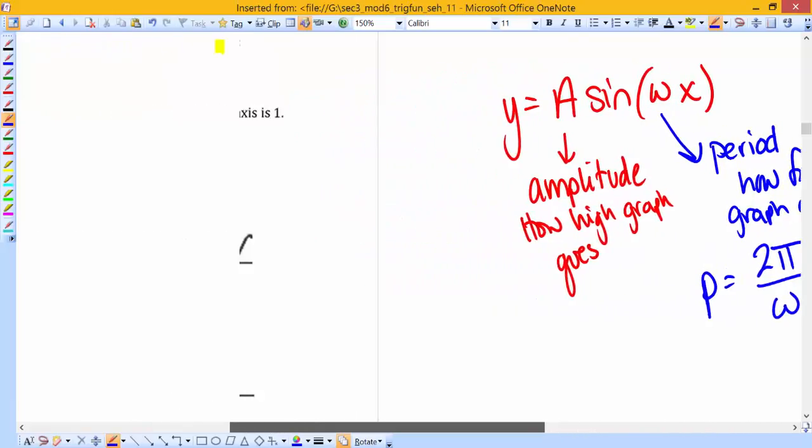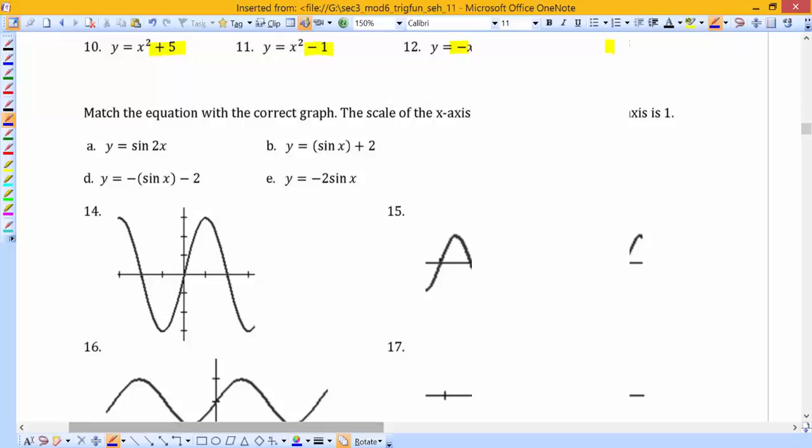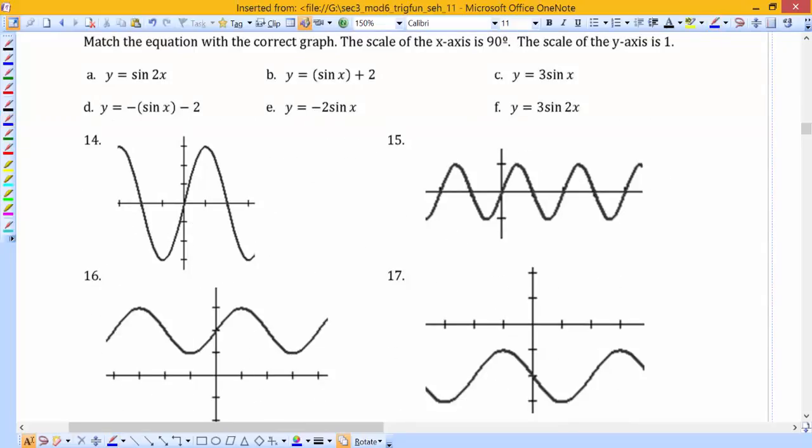So I'm going to come back here, and just to get you guys started on this, sorry, my computer's being a little weird right now. To get you guys started, if I look at just the basic things for the transformations, like in B, I see a +2. That means my graph goes up 2. So I want to look for my basic sine graph that is moving up 2.